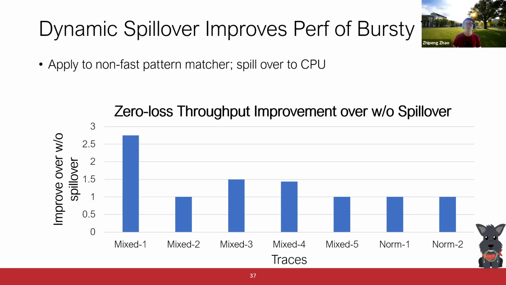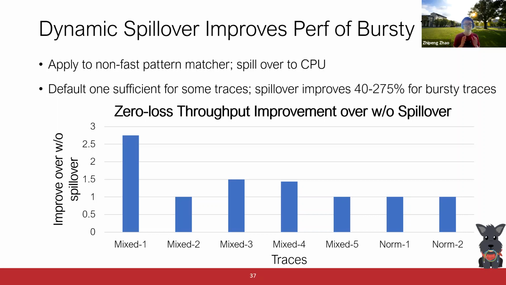As you can see, for some of the traces, like mixed 2, mixed 5, normal 1, normal 2, the performance stays the same, which suggests that the default non-fast pattern matcher is sufficient to handle such cases. But for the bursty traces, like mixed 1, mixed 3, and mixed 4, we observed about 40 to more than 200% zero loss throughput improvement, where the CPUs can handle this bursty traffic on demand.